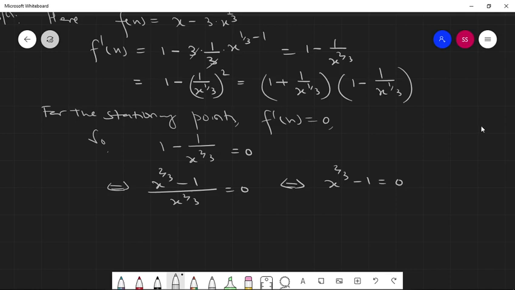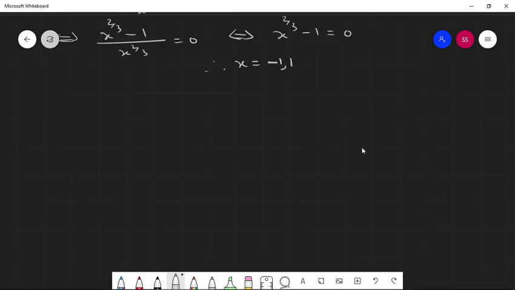Then what can we do? Here x to the power 2 by 3 equal to 1, therefore x equal minus 1 and 1. Then it is clear that f dash 0 does not exist.